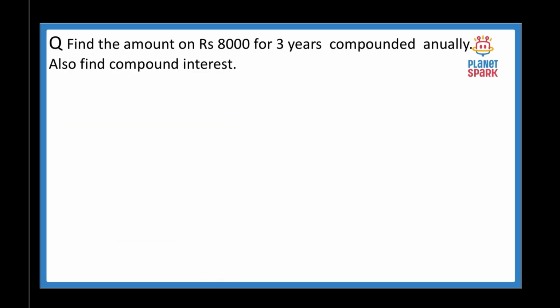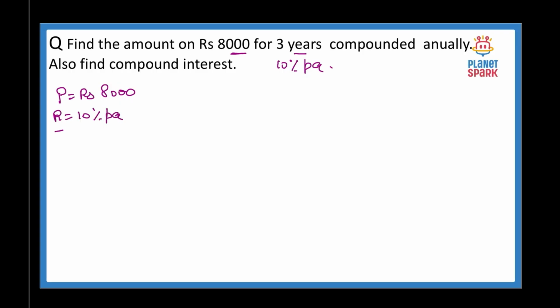Find the amount on rupees 8000 for 3 years compounded annually. We also have to find out the compound interest when the rate of interest is given to us as 10%. Let's assume that the rate of interest is 10%. So in this case, principal is equal to rupees 8000, time is equal to 3 years, rate of interest is 10% per annum.